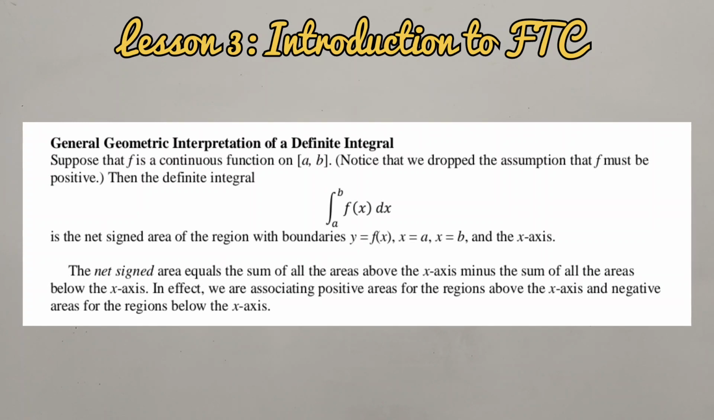For the net signed area, just remember that the areas above the x-axis are positive and the areas for the regions below the x-axis are negative. Hence, if we suppose that f is a continuous function on [a, b] without considering whether or not f is positive, then the definite integral of f of x dx from a to b is the net signed area of the region with boundaries y equals f of x, x equals a, x equals b, and the x-axis. The net signed area equals the sum of all the areas above the x-axis minus the sum of all the areas below the x-axis.